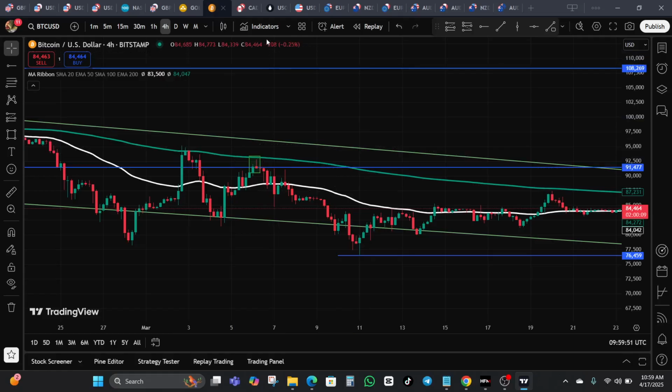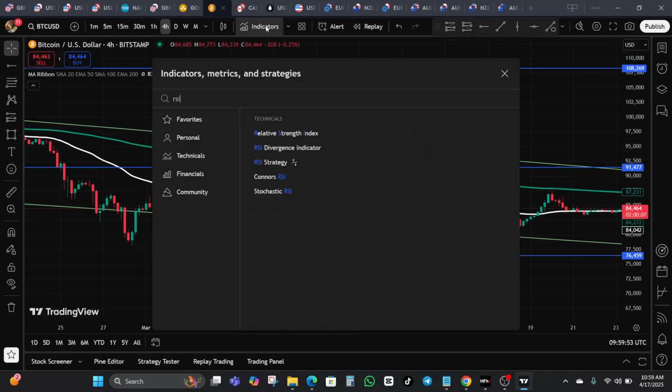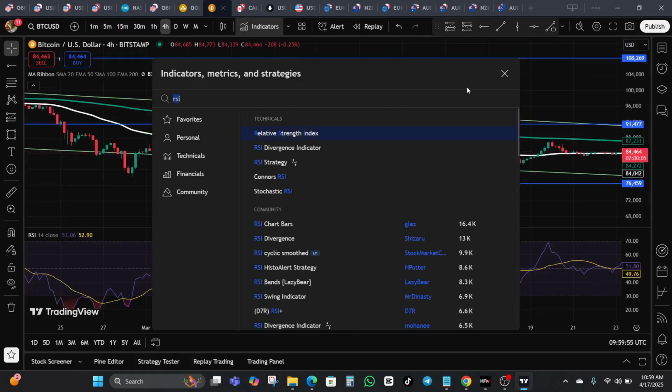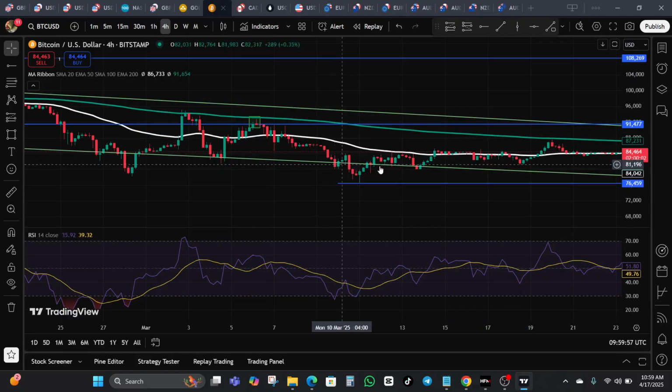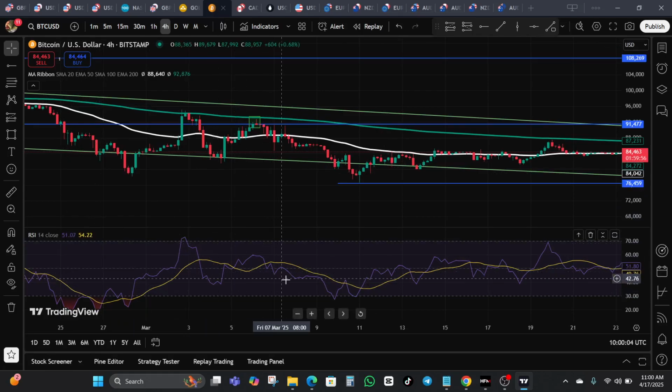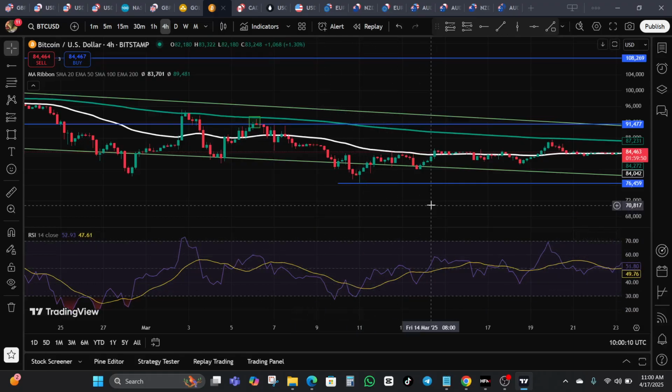Now you can also add the RSI to the chart. The RSI is going to be to spot momentum divergence. Make sure that the RSI is set to 14. It's to spot momentum divergence or overbought and oversold conditions at your entry zone.